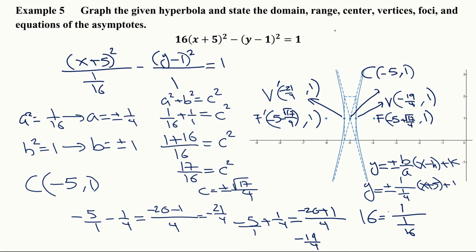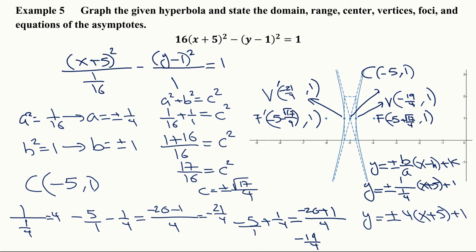Now, I did say you don't necessarily have to simplify, but if you have something like 1 over 1/4, you should simplify that. You know what 1 over 1/4 is. We've been over this just a minute ago. That's just 4, remember? So you're going to get y equals plus or minus 4 times x plus 5, plus 1. And that's the equation of the asymptotes.